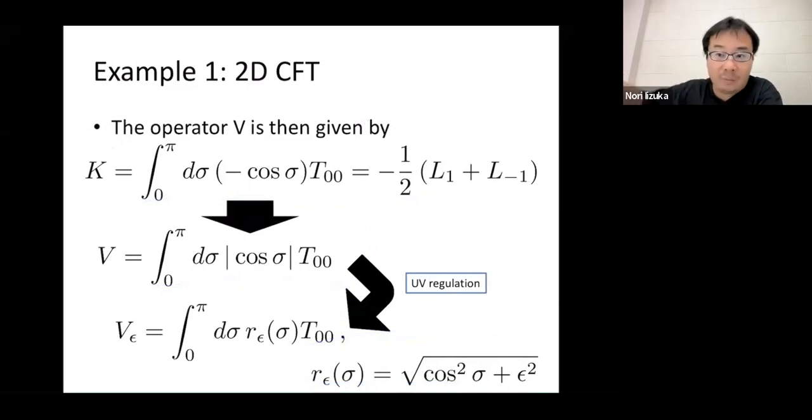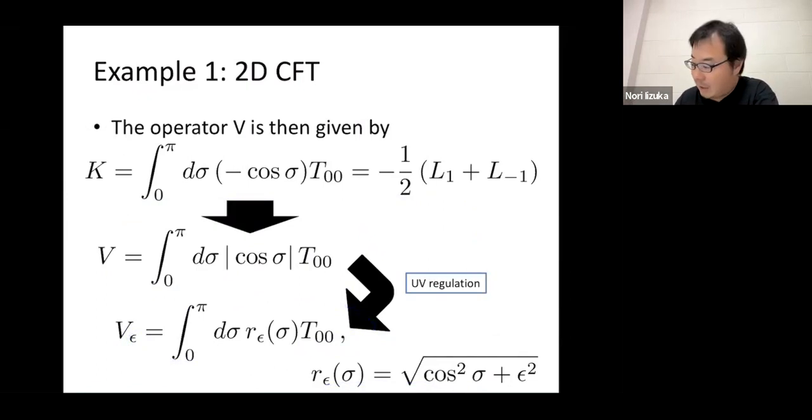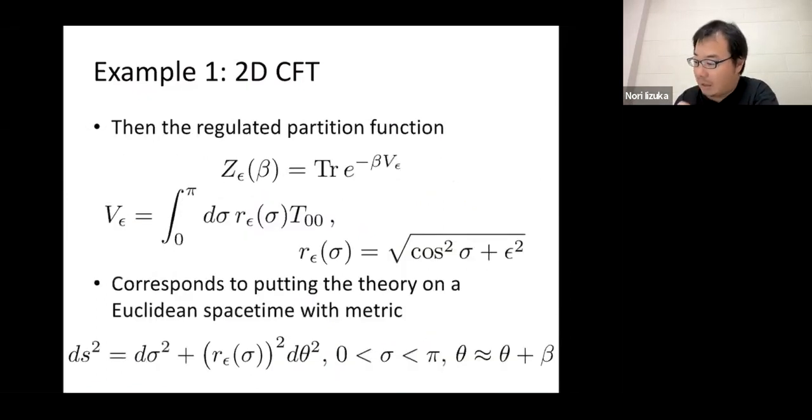It's straightforward. Again, I keep saying that it depends on how you regulate it, but the final result of the log epsilon contribution is totally independent of how you regulate, as you can show in many examples. But here I just choose the simplest regulation. So this is V epsilon with epsilon regulation, and you can interpret it as a background geometry, which is here. So sigma is 0 to pi.